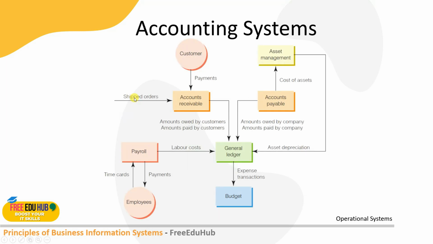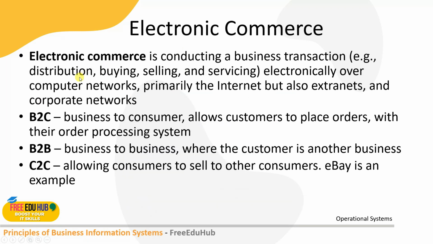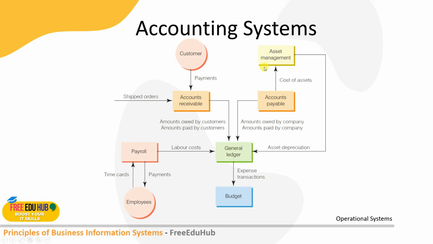Now they are talking about the accounting system. The accounting system is where the customer would issue the payments to the account receivable for the shipped orders, etc. There is asset management involved in that as well. For example, there are account receivable and account payable. These are the two things always in an accounting system. Account receivable would calculate the amount owed by the customers and post it to the general ledger, whereas account payable would calculate the amount owed by the company and the amount paid by the company, etc. Now the payroll would calculate the labor cost, and the time cards and payments of the employees would be calculated by the payroll.